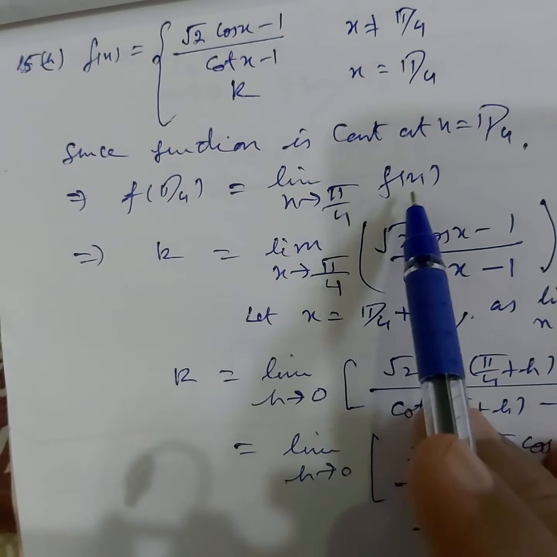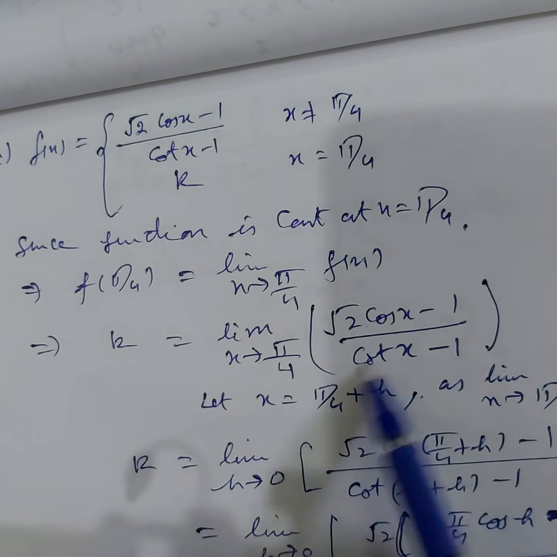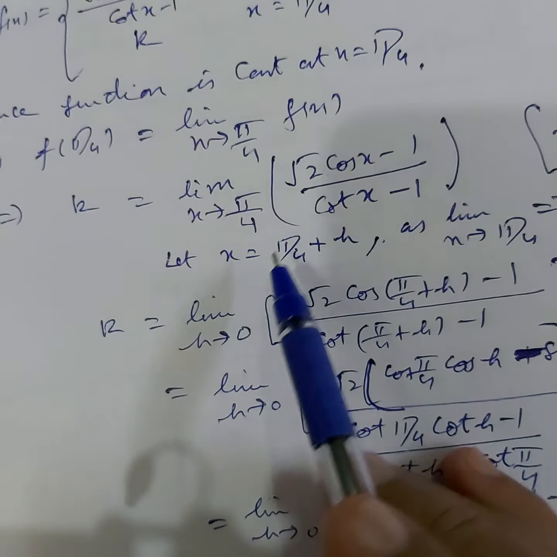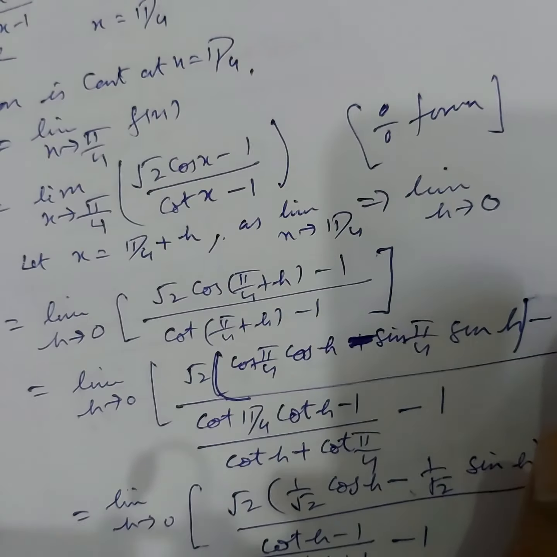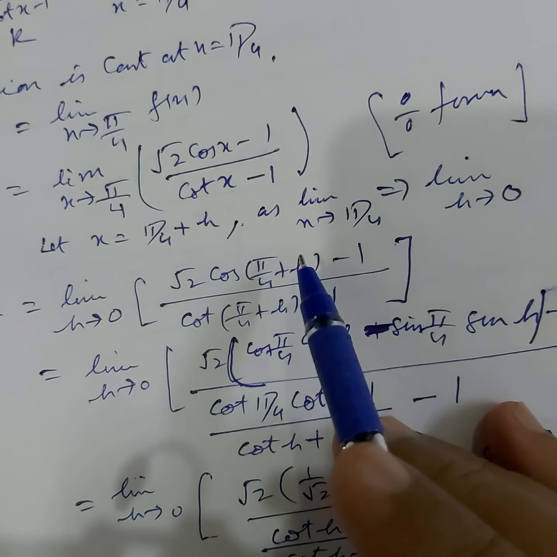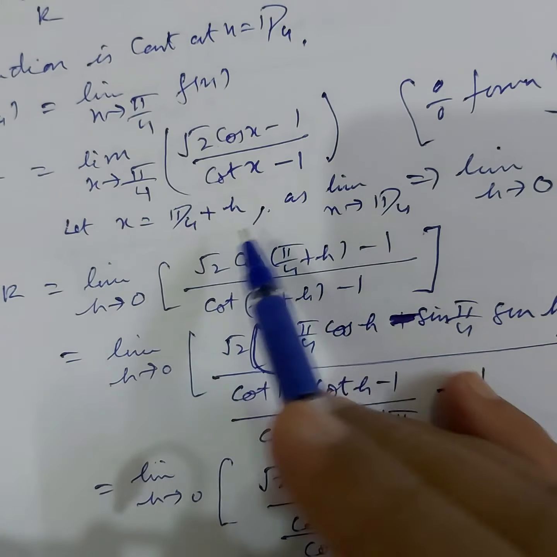f(pi by 4) is equal to the limit value, and this k is equal to limit x tends to pi by 4. The functional value we will take here. Now since the limit is not 0, we will change the limit. Let x equal to pi by 4 plus h. This is the 11th class technique of limits. As x tends to pi by 4, h tends to 0.